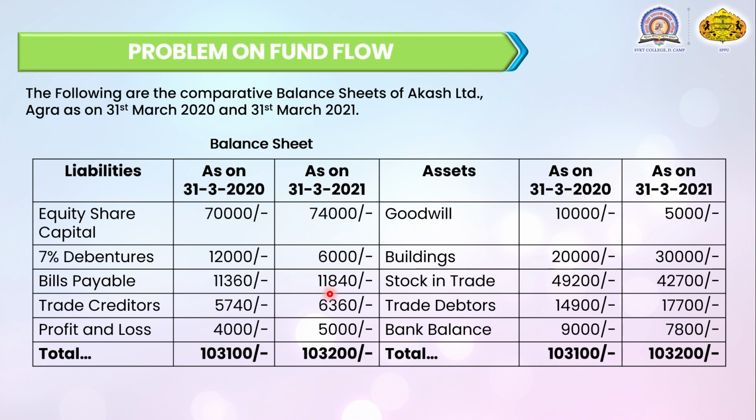This side is the liability side, and this is the asset side. First point given in the problem is goodwill. Goodwill as on 31st March 2020 is 10,000, as on 31st March 2021 is 5,000. Building in 2020 20,000 and 2021 30,000. Stock in trade 49,200 in 2020 and 42,700 in 2021. Trade debtors 14,900 and 17,700. Bank balances in 2020 9,000 and 2021 is 7,800, and the total of the balance sheet is in 2020 1,03,100 and in 2021 is 1,03,200.